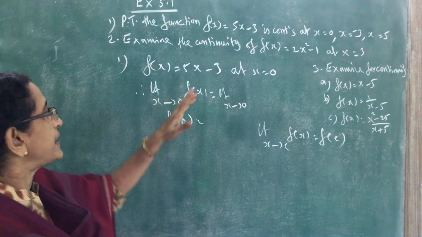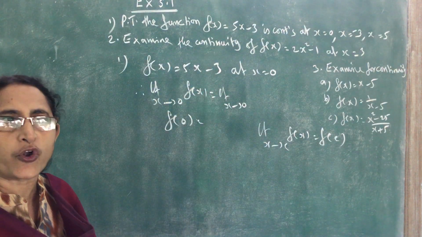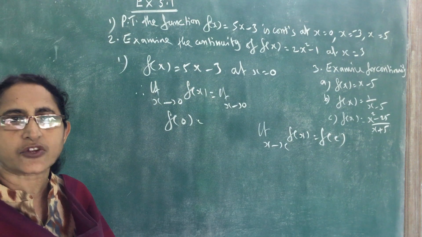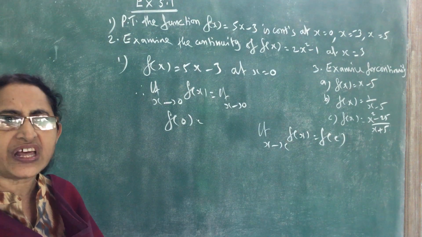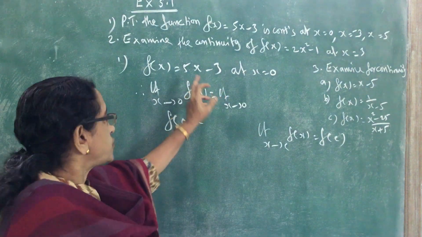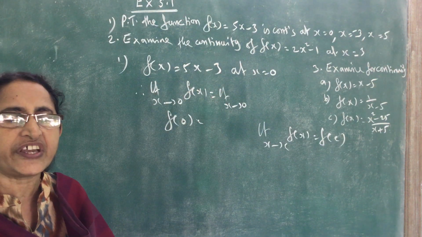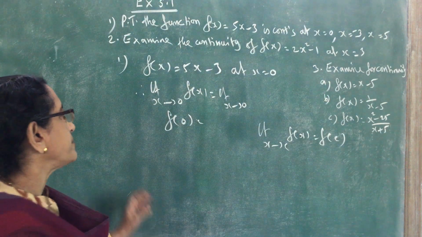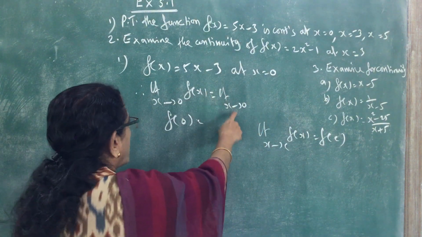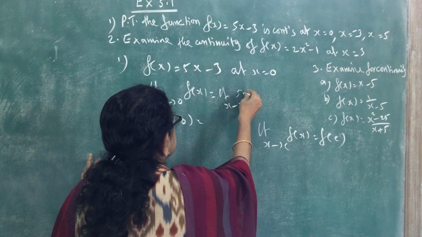f of x is 5x minus 3 for every real number x. It is a polynomial function. The domain is the set of all real numbers. So for every real number x, f of x equal to 5x minus 3. We want to find only one direct limit. No need to find left hand limit and right hand limit. So limit x tends to 0: in the place of f of x, we have to write 5x minus 3.